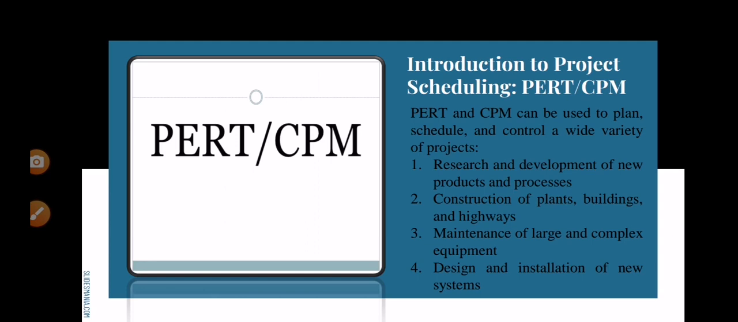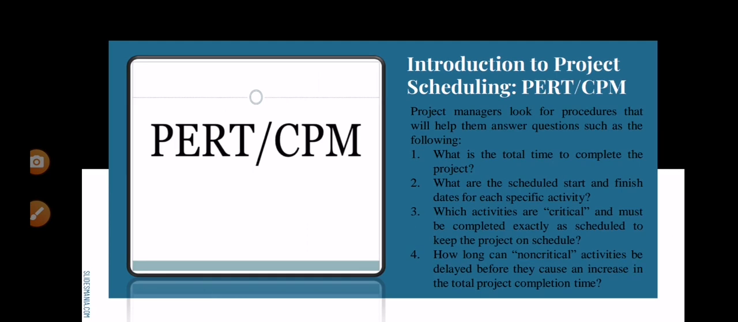These are examples of those projects. First is the research and development of new products and processes. Second is the construction of plants, buildings, and highways. Third is the maintenance of large and complex equipment. Fourth is the design and installation of new systems. In these projects, the project manager must schedule and coordinate the various jobs or activities so that the entire project is completed on time. A complicating factor in carrying out this task is the interdependence of the activities. For example, some activities depend on the completion of other activities before they can be started.